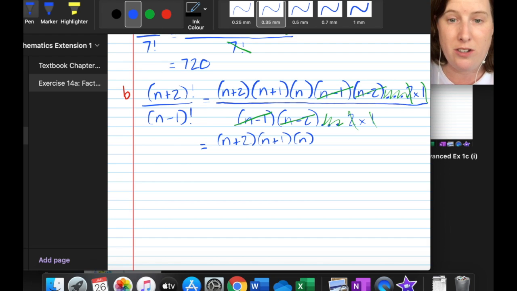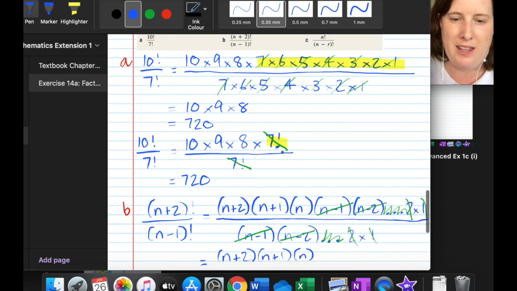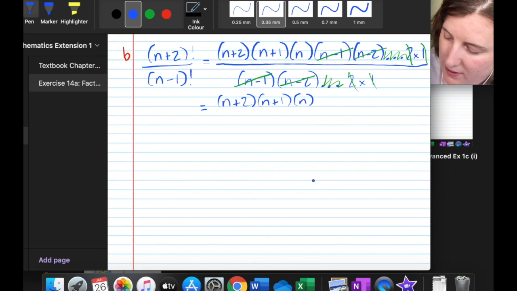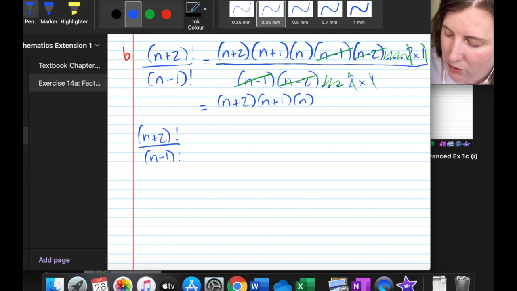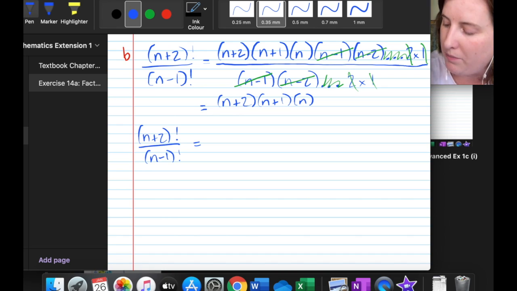There's an easier way to do this. Just like with the previous question, when we could just leave it at this 7 factorial and leave the bottom as it is, we're going to do that. That's the easiest way to do this question. So let's rewrite this out. N plus 2 factorial over n minus 1 factorial. And we're going to keep unrolling the n plus 2 factorial until we end up with what's on the bottom.